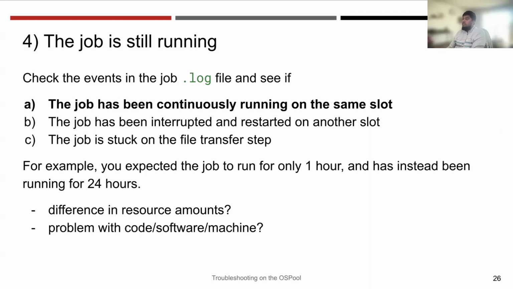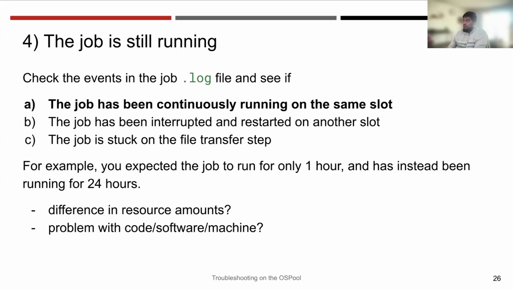For the first case, say your job has been running continuously on the same slot, and you expected it to run only for an hour, but instead it's running for 24 hours. So the 1 hour expectation that you had, is it coming from having previously run your job in a cluster where you asked for multiple cores and your job was running on a single core? And one thing you need to keep in mind is that our resources are heterogeneous. So not all of the resources are brand new.